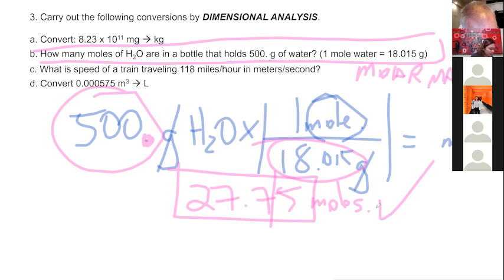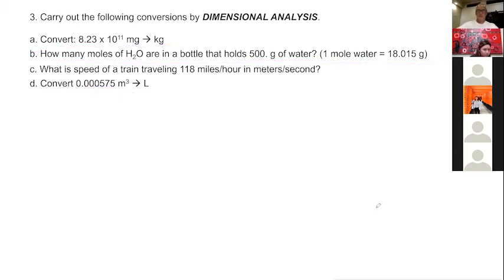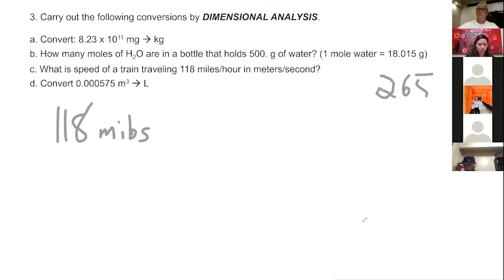What is the speed of a train traveling 118 miles an hour in meters a second? Okay. Did you come up with an answer for that one? I think it's 265.5 meters a second. I'm not sure. I got really confused because I knew you had to convert miles to meters and hours to seconds, and then I started multiplying and everything all wrong.